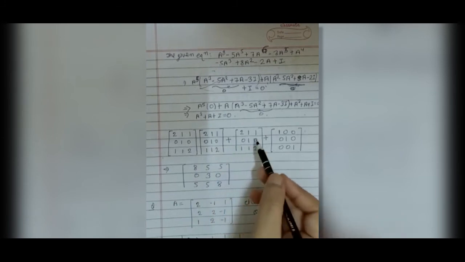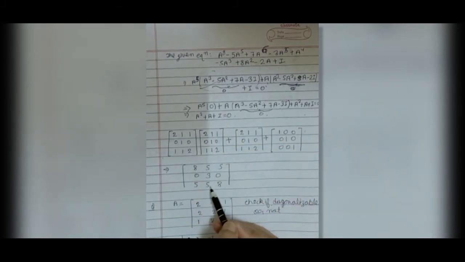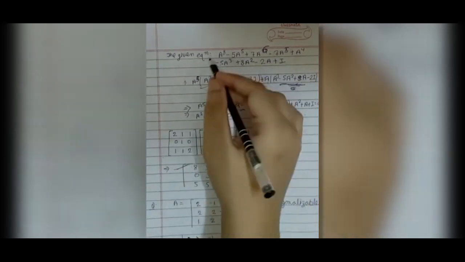Now just do one thing, find A square, A is given, I is given, just simply add, you get this. So this matrix is the value for the given expression. So this is how you do it.